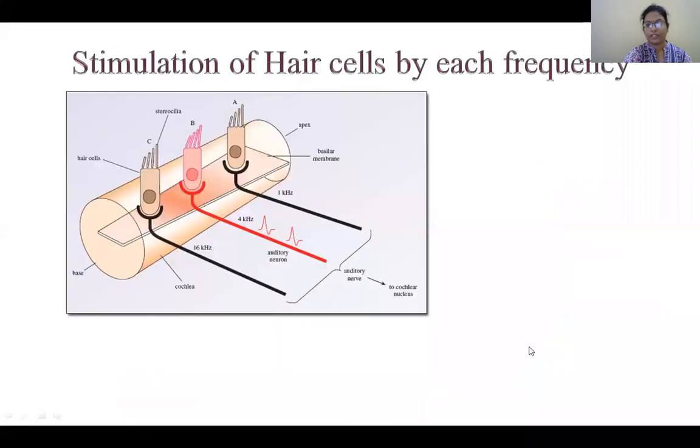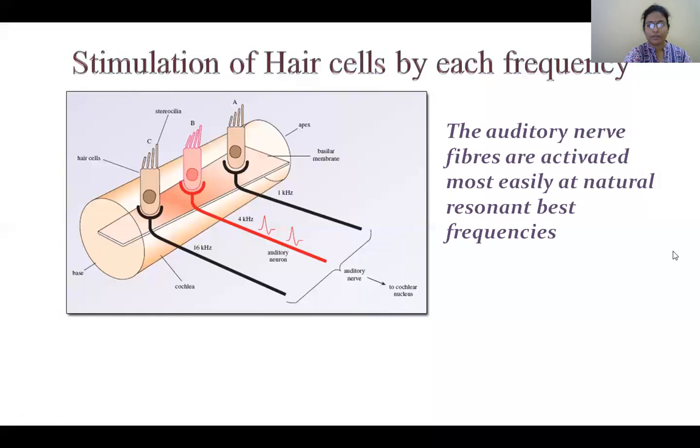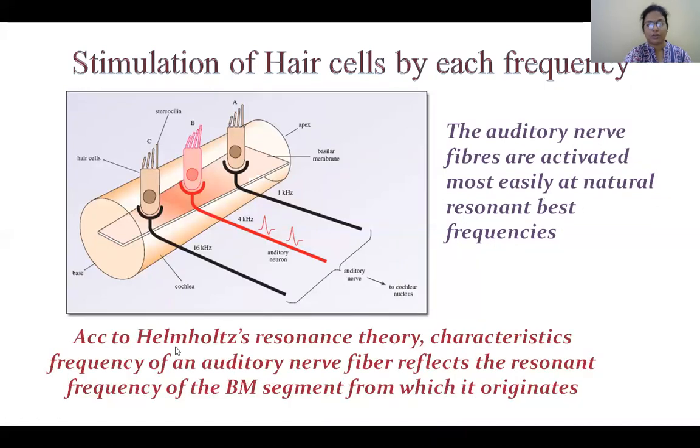So coming to stimulation of hair cells by each frequency. Each section of the basilar membrane has different mechanical properties, so different hair cells respond to different frequencies. For example, if a 4 kilohertz sound is coming, it will stimulate the hair cell which has that particular natural resonance. So the auditory nerve fibers are activated more easily at their natural resonant best frequency. According to Helmholtz resonance theory, the characteristic frequency of an auditory nerve fiber reflects the resonant frequency of the basilar membrane from which it originates.